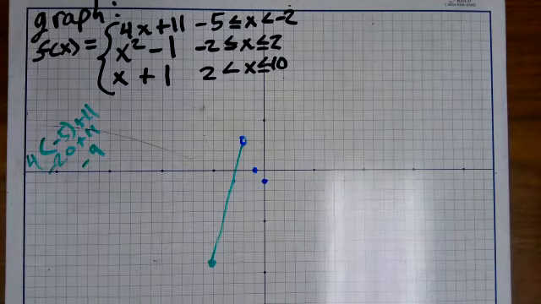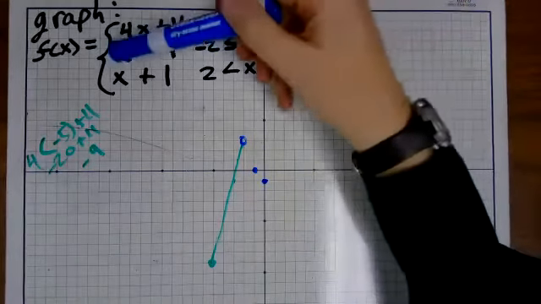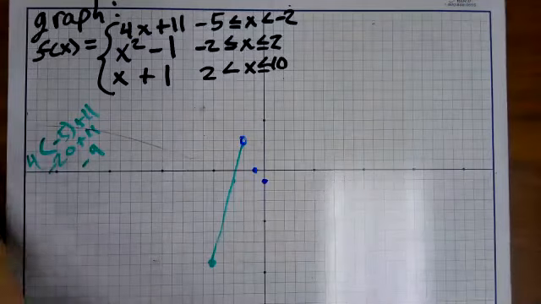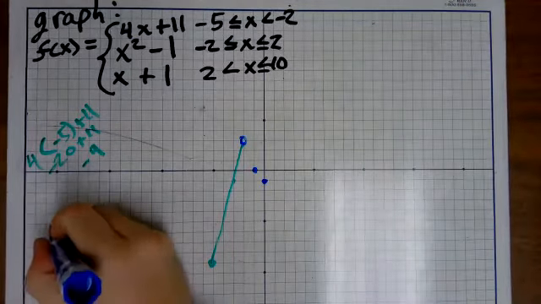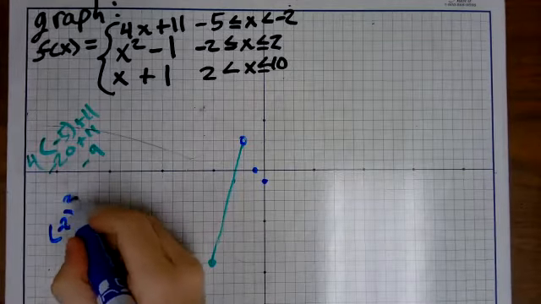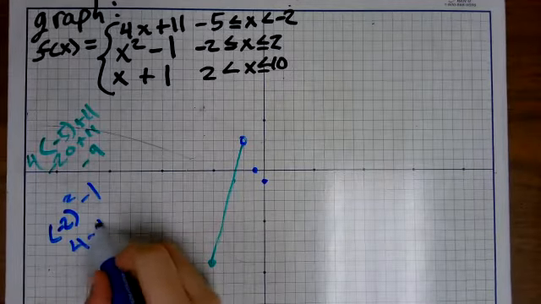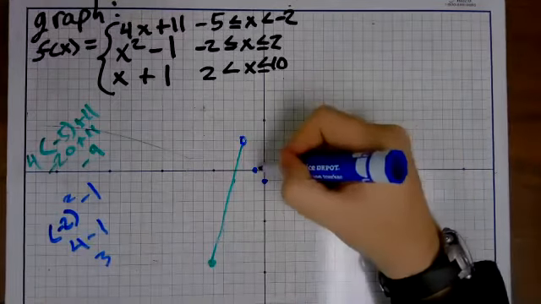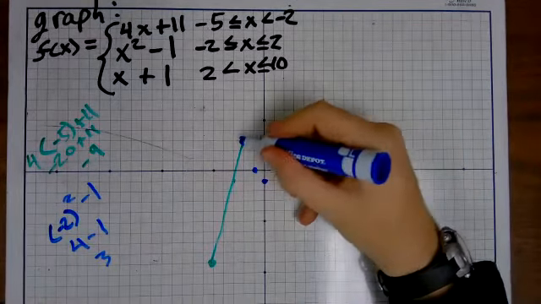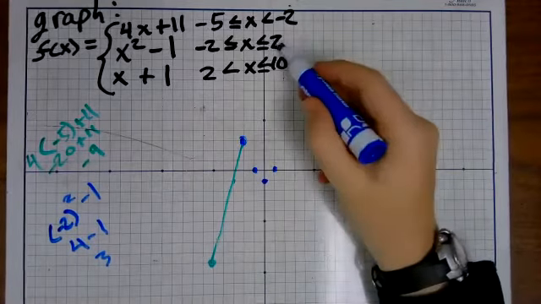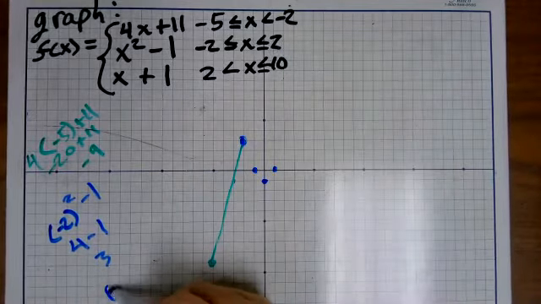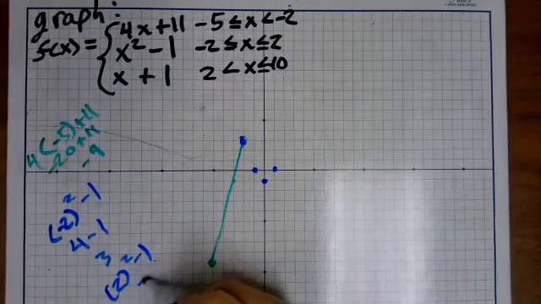Okay, we can check this by plugging negative 2 into here. Negative 2 squared minus 1, that's 4 minus 1, which is 3. So left 2, up 3 to there. When I plug in 2, that's going to be again 2 squared minus 1, which is 3.